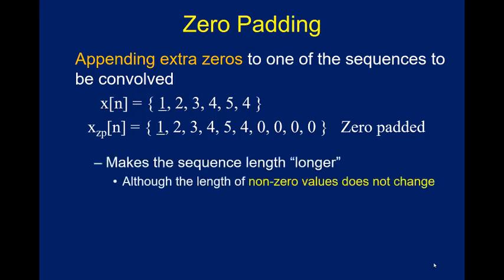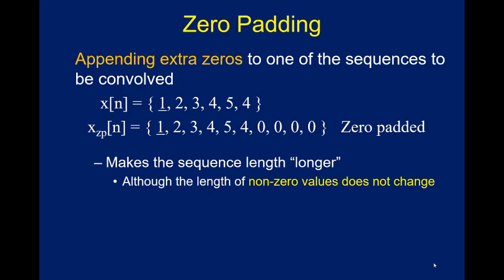So it makes the sequence appear longer, but it doesn't change its non-zero length. Remember, that's what we were looking at when we were predicting convolution start indexes and end indexes and convolution lengths. We were looking at non-zero lengths, non-zero steps.